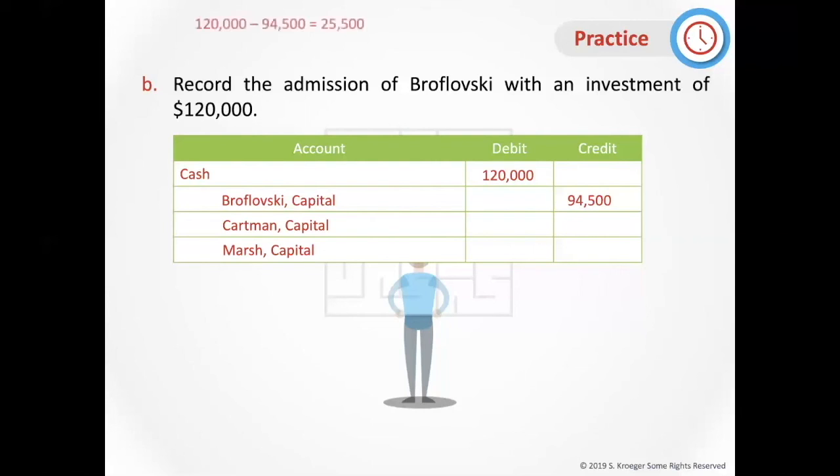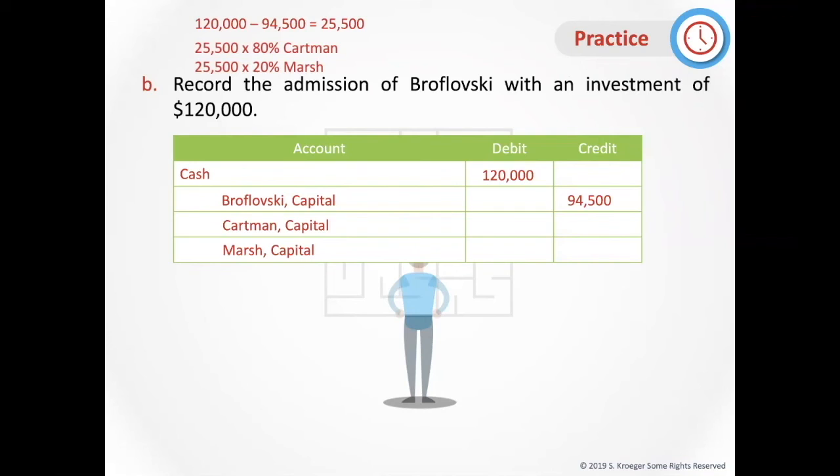The extra money that was given was $25,500. There was cash of $120,000 given, but only a $94,500 investment was put on the books. When you subtract the two amounts, you get $25,500. This is the amount of the bonus that's going to the old partners. Now we'll split this amount up, 80% to Cartman and 20% to Marsh.